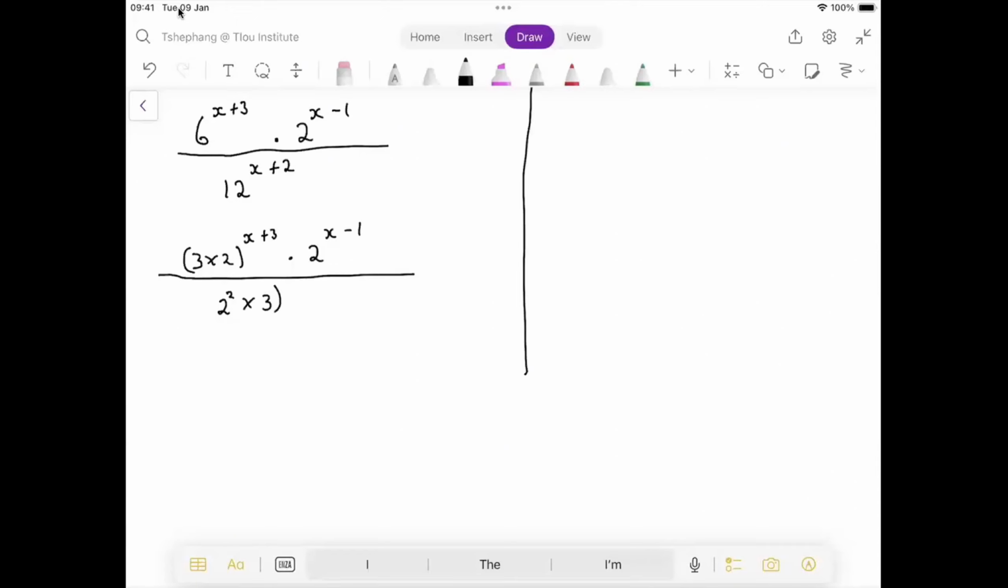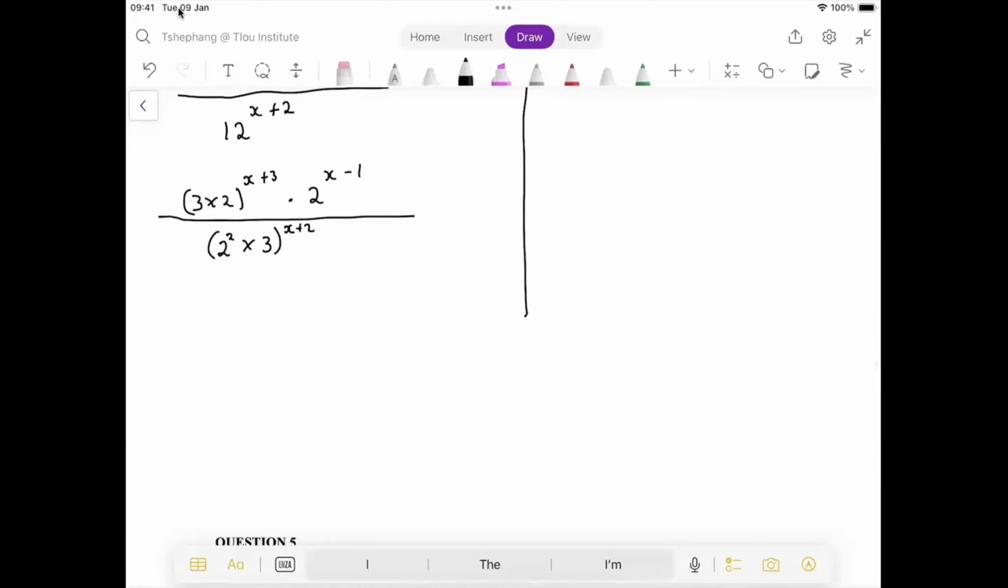But this is still to the power of x plus 2. Now, what does this mean? It means that we have 3 to the power of x plus 3 multiplied by 2 to the power of x plus 3 multiplied by 2 to the x minus 1, all over 2 to the 2x plus 4 multiplied by 3 to the x plus 2.